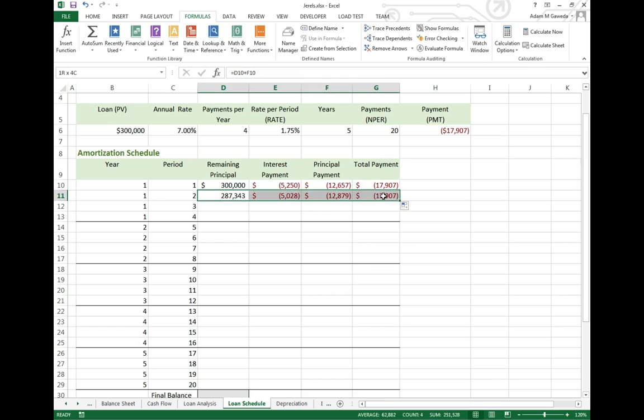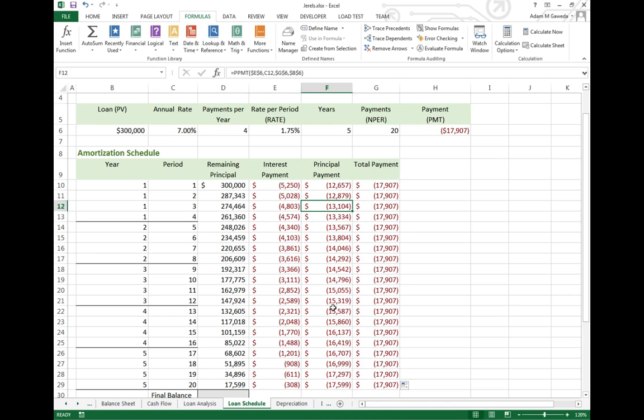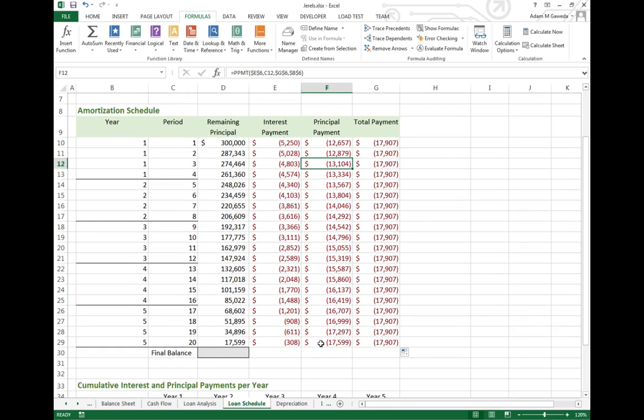So as we take all these and scroll all the way down to R20, we're going to see the exact same thing. Over time, my interest is going to slowly drop and my principal amount is slowly rising up until I get to year 20, or payment number 20, where my remaining principal is $17,600. My next payment is going to be that exact same amount of money. And so if I take my remaining and I add my principal, you see I should get $0.